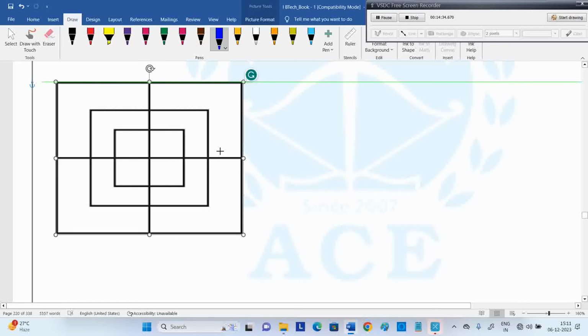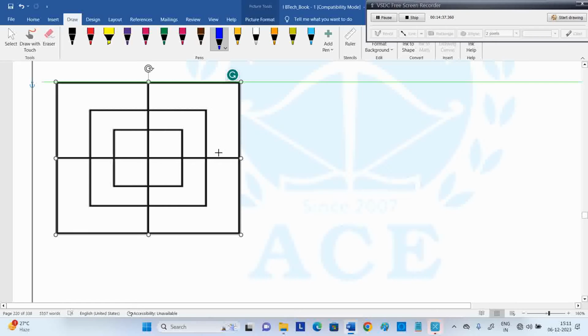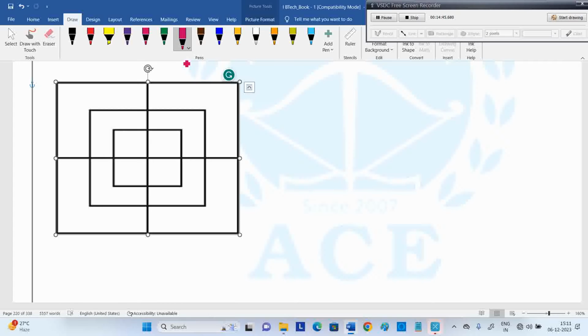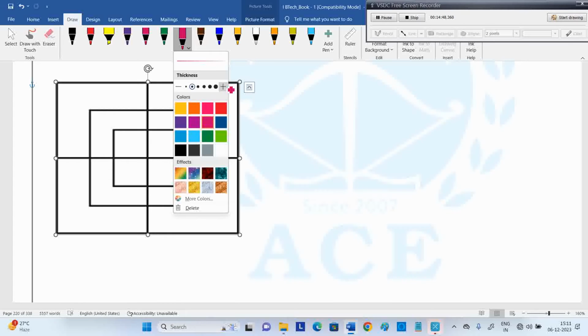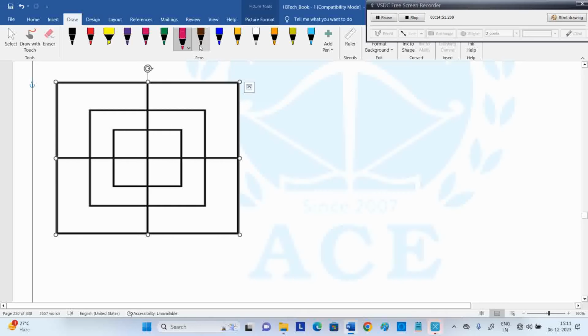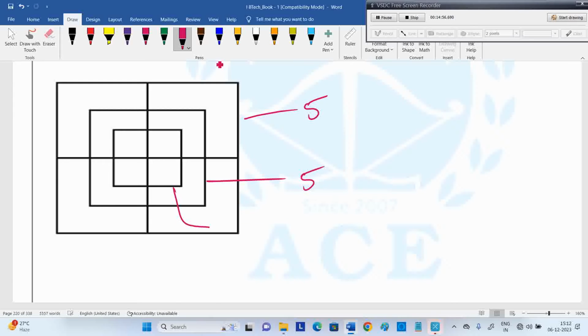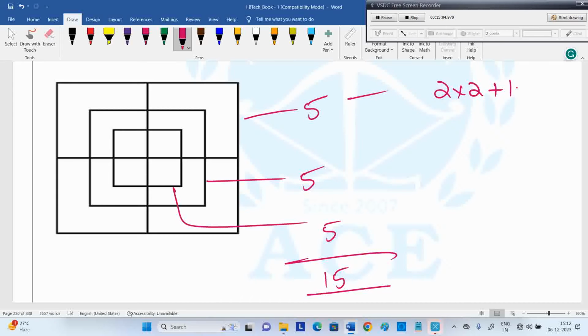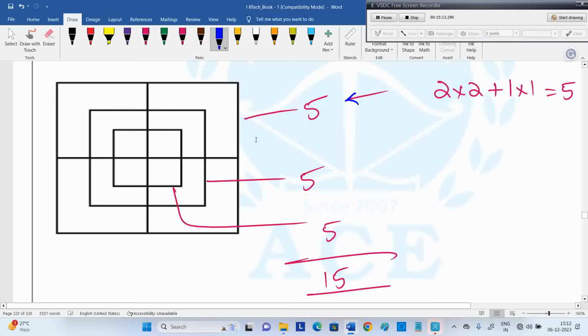The overall shape must be like a square only. Yeah, 5 in each. Here, this is a square shape only, everything. You can see, as I dragged it, it looks a bit different. This is 5. 2 into 2 plus 1 into 1. This is also 5. This is also 5. As you people mentioned, total 15 squares. 5 because 2 into 2 plus 1 into 1. 2 rows, 2 columns, 2 into 2 plus 1. Let's see the next question.